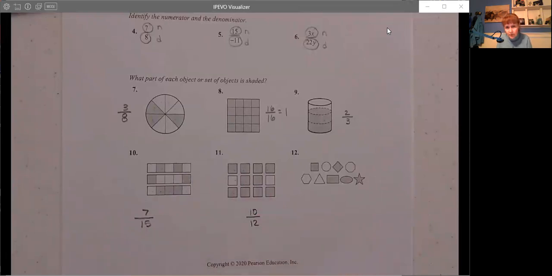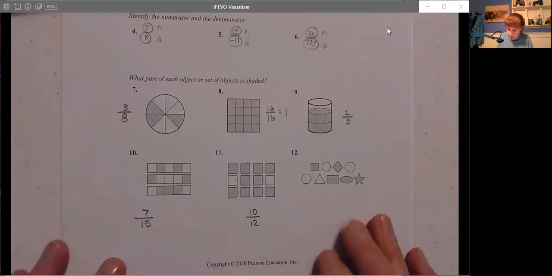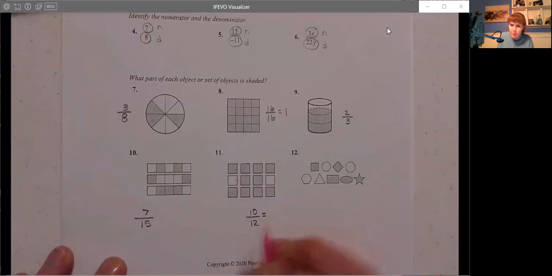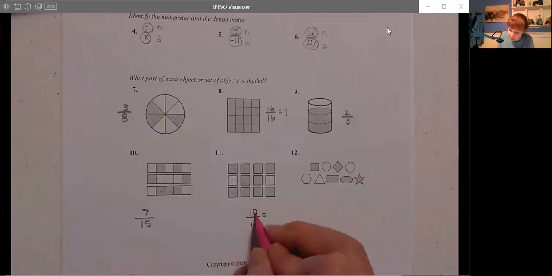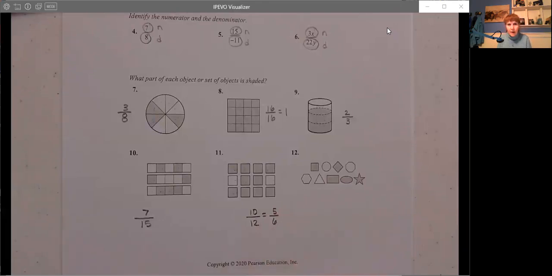Now 10 twelfths will work, but there are times where they may want you to reduce this. 2 goes into both of these. We have those divisibility rules again. 2 goes into 10 five times, and 2 goes into 12 six times. But I believe that MyMathLab will accept the 10 twelfths for now. If not, try to reduce them by dividing them by the same number.